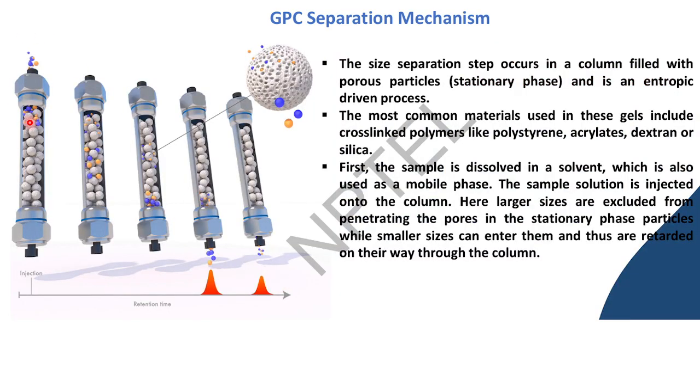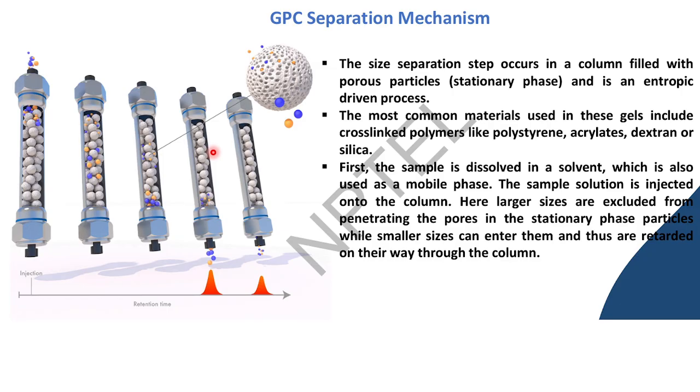Now in GPC, the stationary phase is in solid state, and basically it is a porous material. You inject your sample dissolved in a solvent, and that solution is passed through this column. The size separation occurs in a column filled with porous particles, and it is an entropy driven process. The most common material used as a stationary phase in GPC is cross-linked polystyrene.